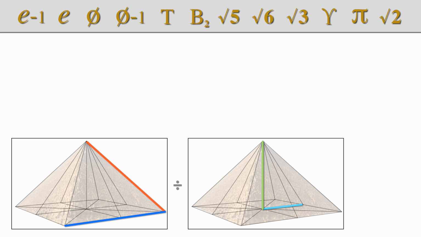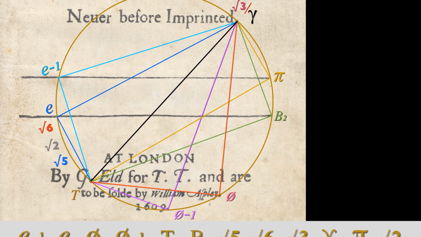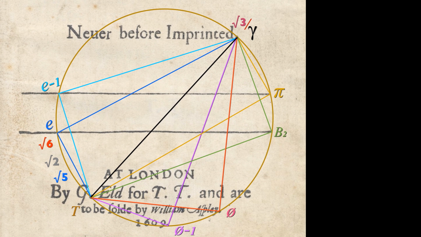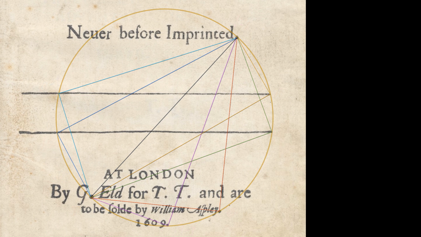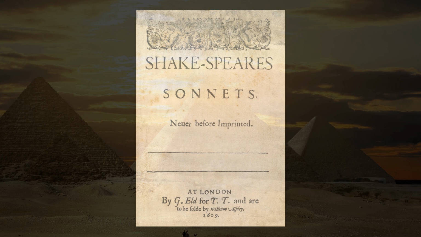Well, did you get that? Those 12 constants that we just found in the Great Pyramid are the exact same constants that Shakespeare embedded in the title page of the sonnets. Precisely. All 12. And bear in mind, he was also pointing us to the Great Pyramid by giving us the precise geographic coordinates. So clearly we have to look at the pyramid. What else is it telling us?